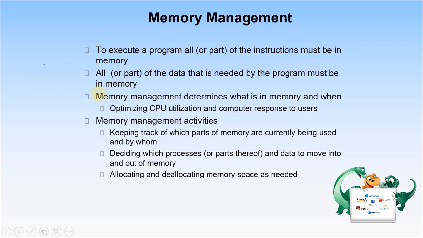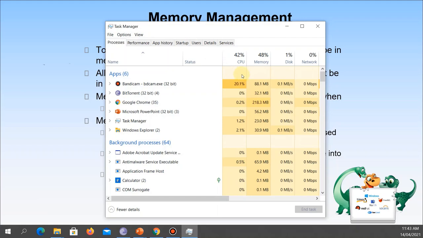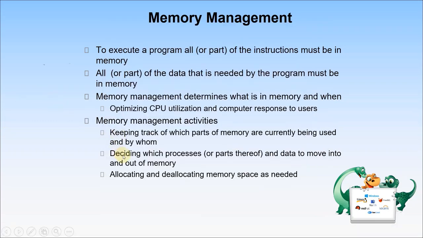So the operating system is responsible for the following activities in connection with memory management. First, keep track of which parts of the memory are currently being used and by whom. Going back to our task manager here, we can see applications consuming the resources: the memory, the disk, the CPU, and the network there. Next would be deciding which processes, or parts thereof, and data to move into and out of the memory, which means deciding which process to load when memory space becomes available. And last would be allocating and deallocating memory space as needed.